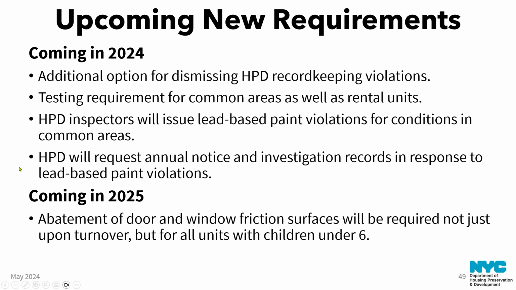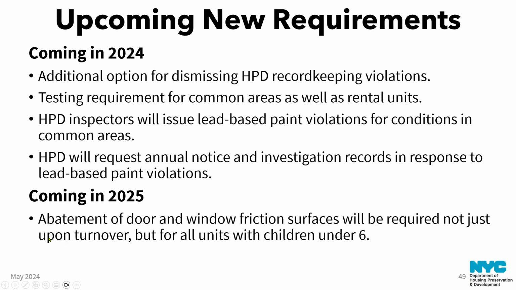And when a lead-based paint violation is issued, HPD is going to start requesting additional documentation. So not just documentation of the work that was done to clear that violation condition, but also annual notice and investigation records for the building. So now is a good time to get your building records in order in anticipation that you may receive a lead-based paint violation at some point. You'll want to have your annual notice and investigation records ready to share. Those changes are expected in 2024.